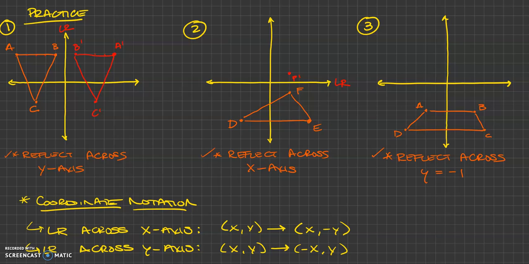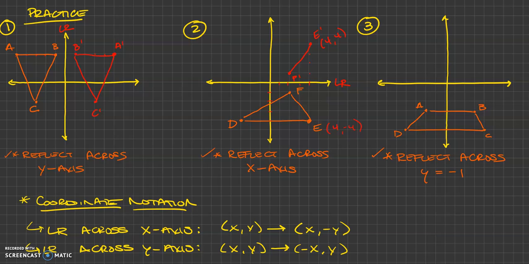And so if E is at 4 in the x, and 1, 2, 3, 4 in the y, so that's negative 4, E prime is going to be 4 in the x, but positive 4 in the y. 1, 2, 3, 4. E prime would be here. And go ahead and you can start seeing the shape come together. All I did was change the sign of the y component.